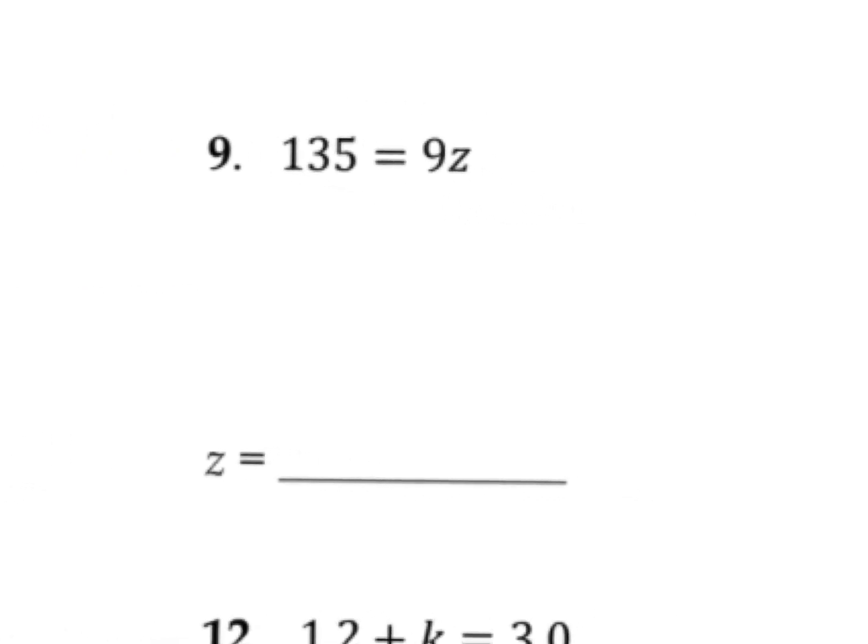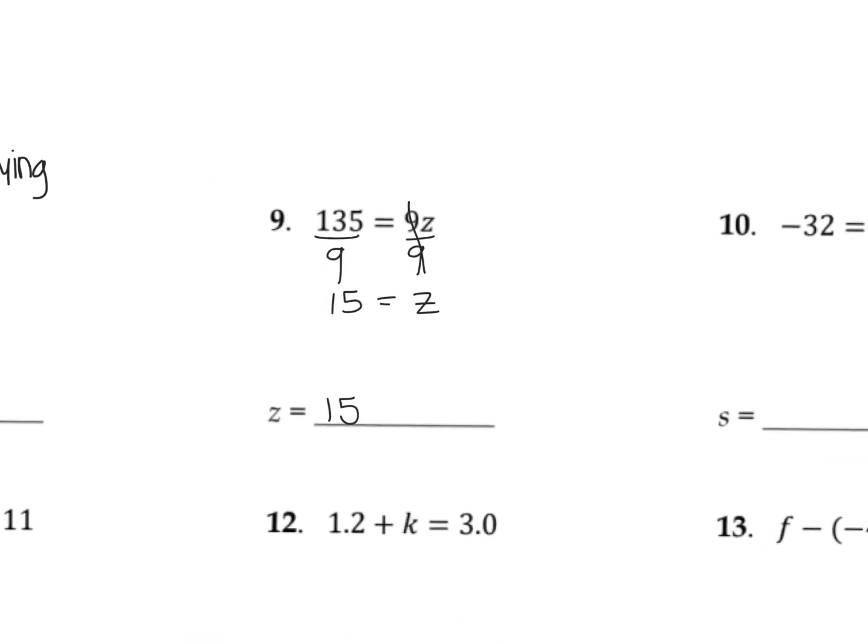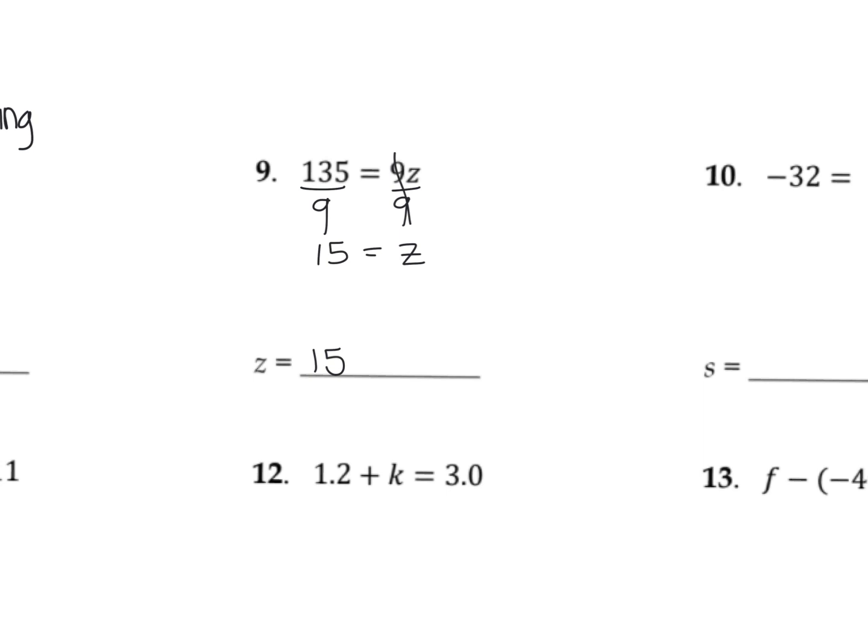Number 9. Again, very similar, 135 equals 9z. 9 and z are being multiplied together, so we're going to do the opposite and divide both sides by 9. So we just have to do 135 divided by 9. We get 15 equals z, where z equals 15.